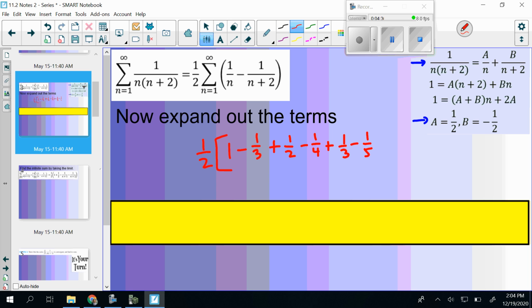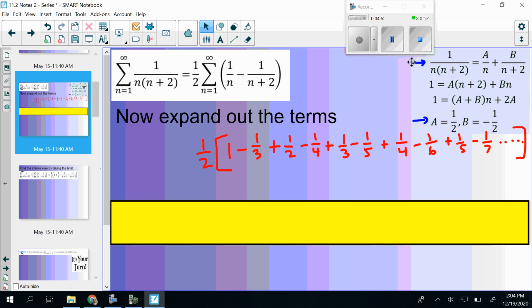-1/5. If we do the next one, we'd end up with 1/4 -1/6. Let's do one more. If we do the next one, we get 1/5 -1/7. And this would continue on. Now, what you notice here, or what you can kind of see if we start simplifying, is that a lot of these fractions are going to cancel out.